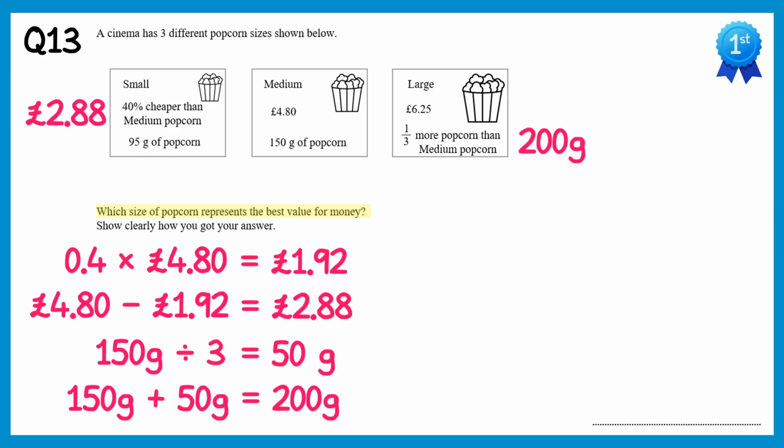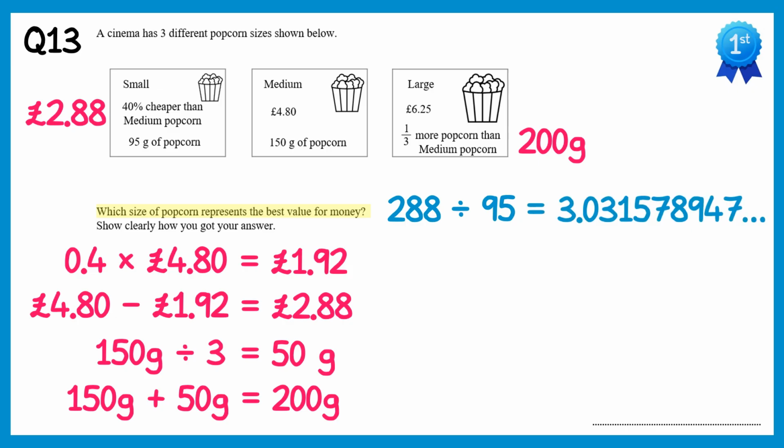So to work out which one's the best value for money, there are lots of different strategies. The one I always recommend is taking the price of each one and dividing it by the amount of each one. So this will work out the price per gram. So we're going to take the price, which is £2.88 for the first one, and I like to do all of these in pence. So instead of 2.88, 288 pence for the small one, and we're going to divide that by the amount of popcorn, which is 95 grams. Now you'll need your calculator for this one because it'll give you this horrible decimal here.